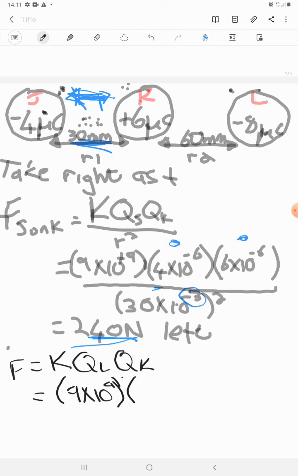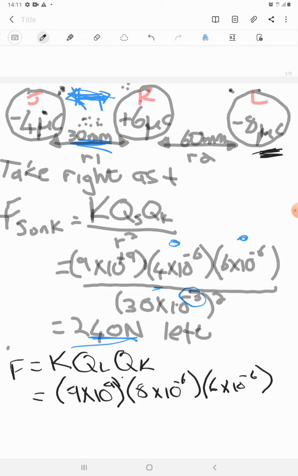QL, what's my charge of L? It's 8, so it's going to be 8 times 10 to the power of -6. Why is it -6? Because you can see over here it is microcoulombs. And then I'm going to have, again, K, which is 6, so 6 times 10 to the power of -6 as well.